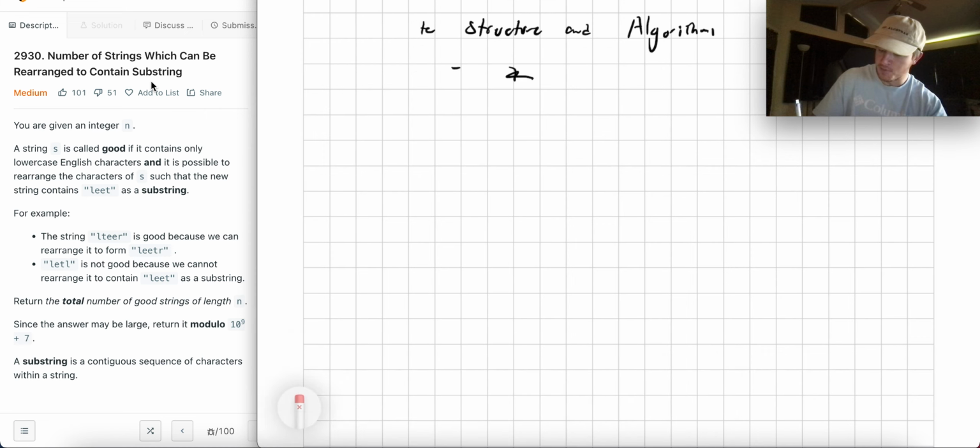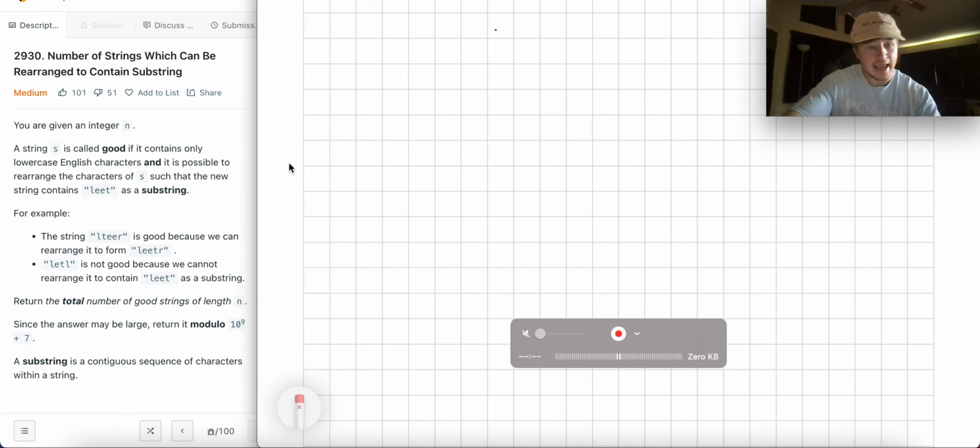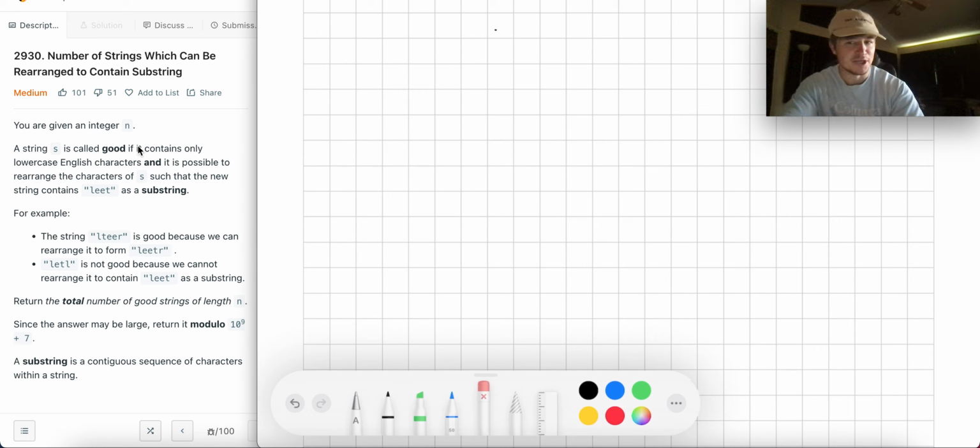So what does that mean within the context of this problem? You're given an integer n, simple enough. A string s is called good if it contains only lowercase English characters, and it is possible to rearrange the characters of s such that the new string contains leet as a substring.